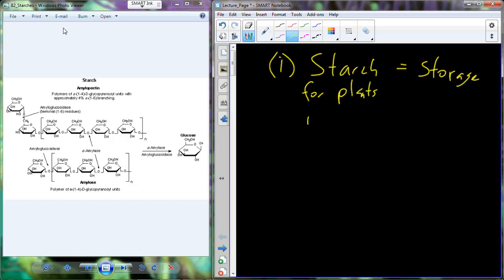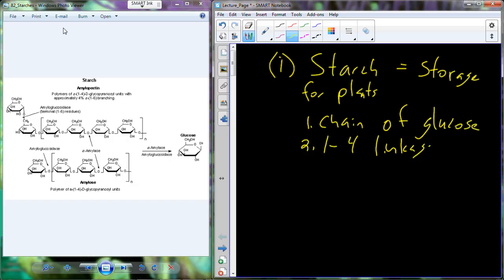Starch is really a chain of glucose, right? It's a chain of glucose. And we have those 1-4 linkages, and this is right about where we would have picked up. So these individual glucose monomers are bonded together through their first and their fourth carbon with a neighboring glucose molecule.